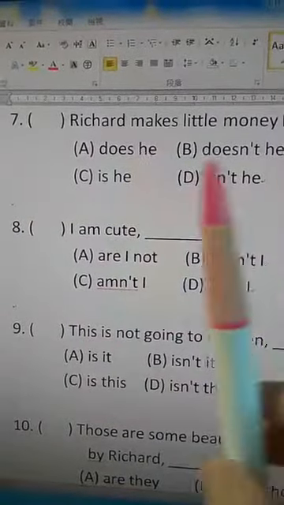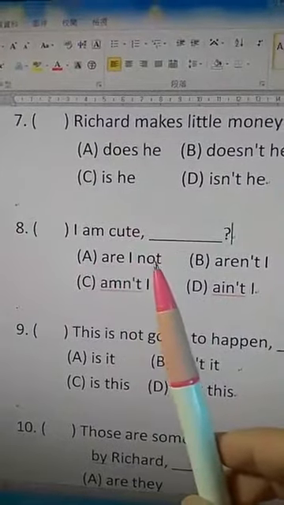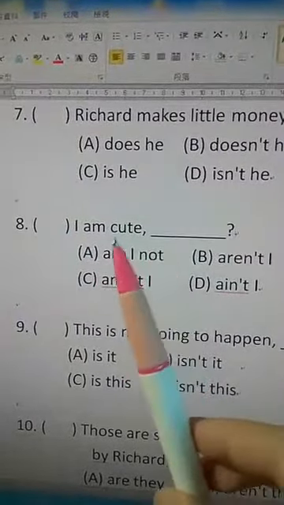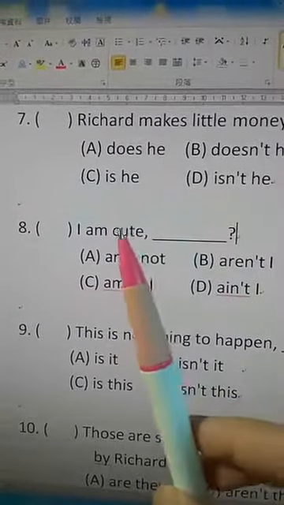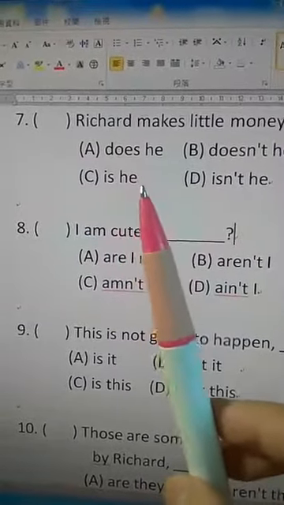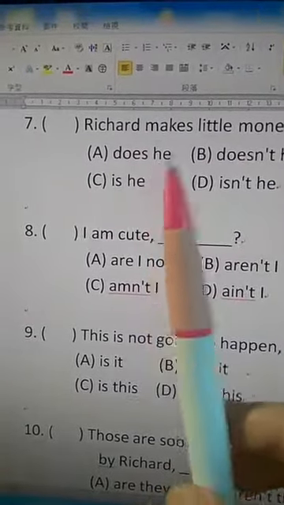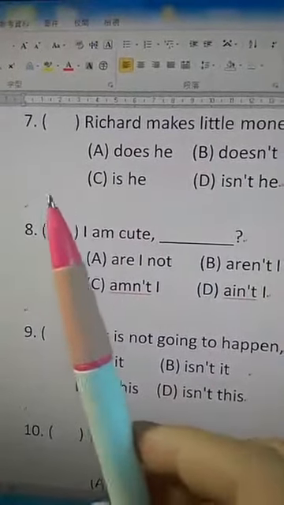The other is am I not. If A is am I not, then A is also a correct answer. So can you understand me? This is very important. Please catch me up for question number 8.